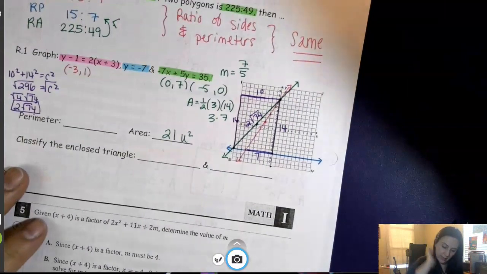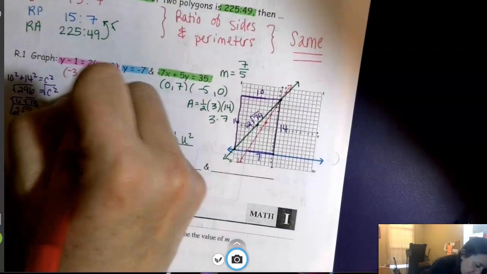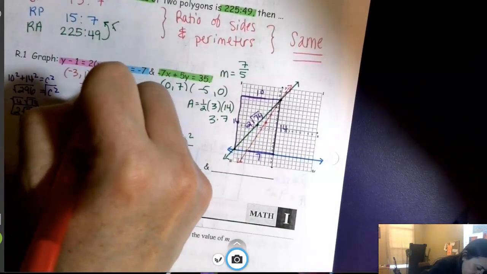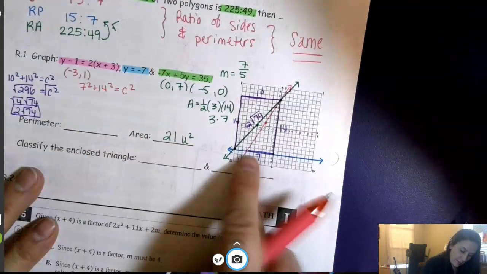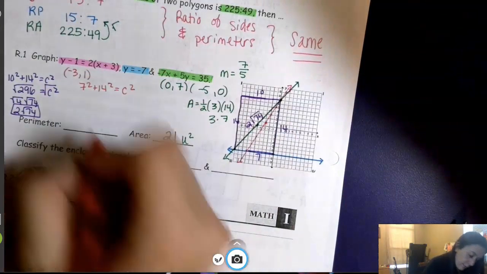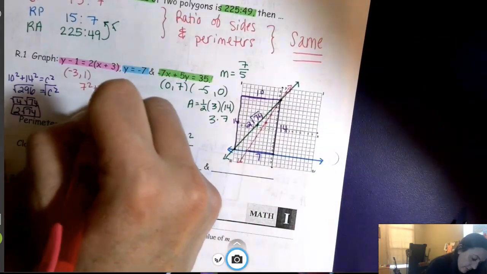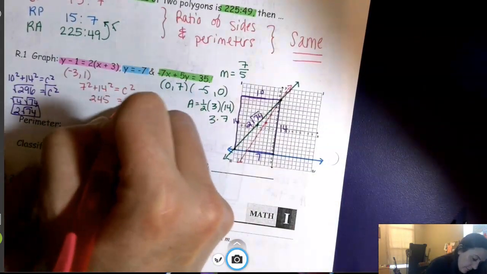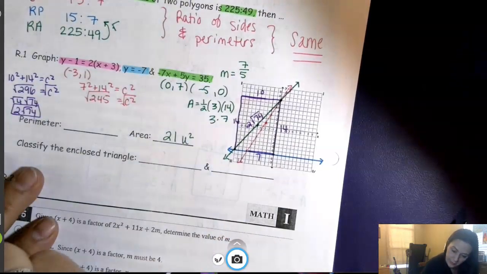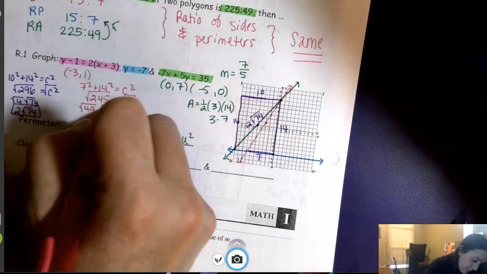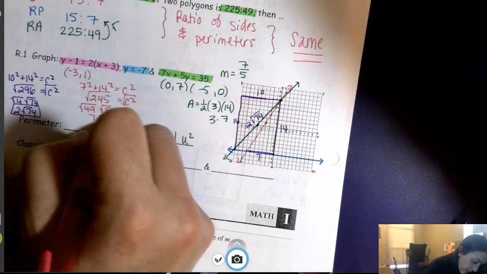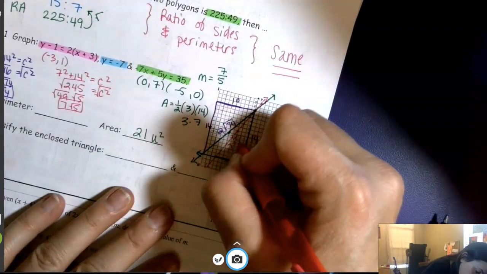The pink line is going to be 7 squared plus 14 squared equals c squared. I'm doing my Pythagorean theorem, 7 and 14. I end up with 245, square root. That perfect square factor will be 49 times 5. It will be 7 root 5. So this side here is 7 root 5.